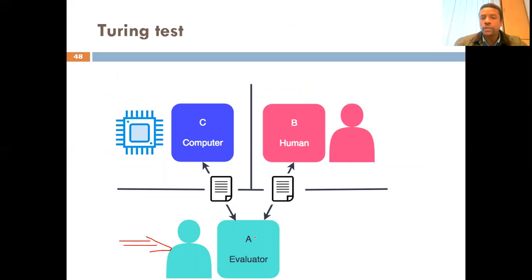And for the questions that this evaluator raises, the computer can give an answer, and the human being can also give an answer from the other side. And if this person cannot make a distinction between these two replies, between the computer and the human, then you can say the computer is intelligent, if the evaluator cannot distinguish one over the other. So this is the example that we have.